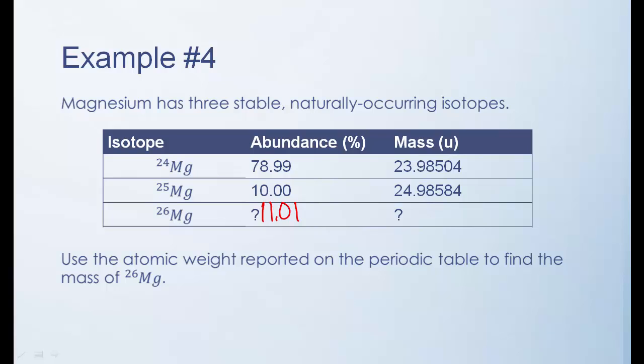The mass of the third isotope can be found by using the weighted average and the atomic weight as reported on the periodic table. So if we look at the periodic table, we find that the atomic weight of magnesium is 24.31. And then we take the abundances and the masses of the other isotopes that we were given, and we simply plug them in to the formula for the weighted average.